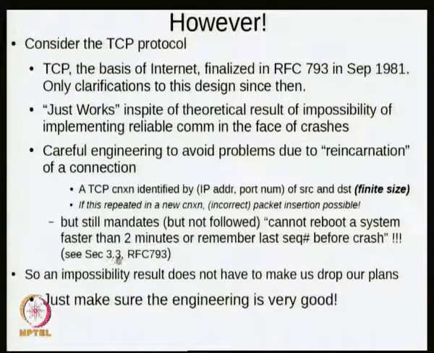If you look at section 3.3, they tell you that a node cannot reboot faster than within 2 minutes after it has crashed. Okay. That is, if a machine crashes, it has to reboot at least only after 2 minutes. Some such rule is there. Or you have to ensure that it remembers the last sequence number before the crash.